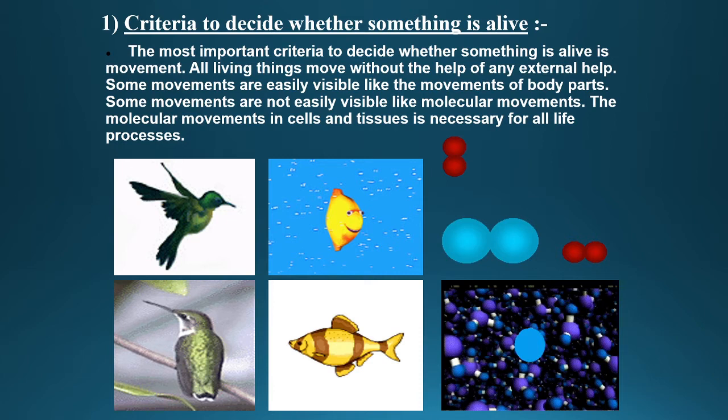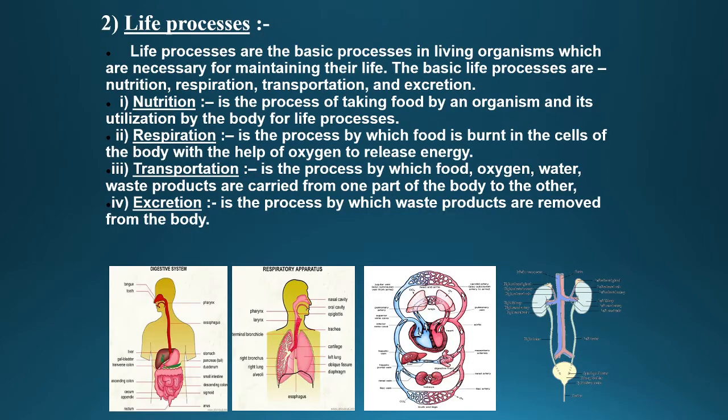Some movements are easily visible, like the movements of body parts. Some movements are not easily visible, like molecular movements, which are not seen with the naked eye. The molecular movements in cells and tissues are necessary for all life processes. This is very important. You might have learned in ninth or eighth standard the movement of cells and tissues. The molecular movement is very important for life.